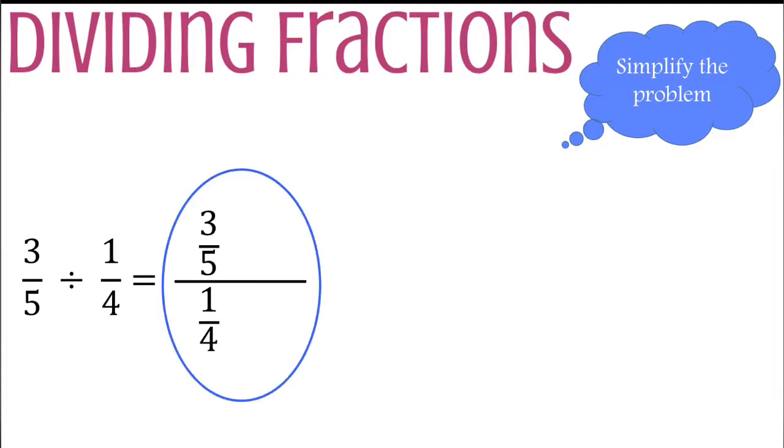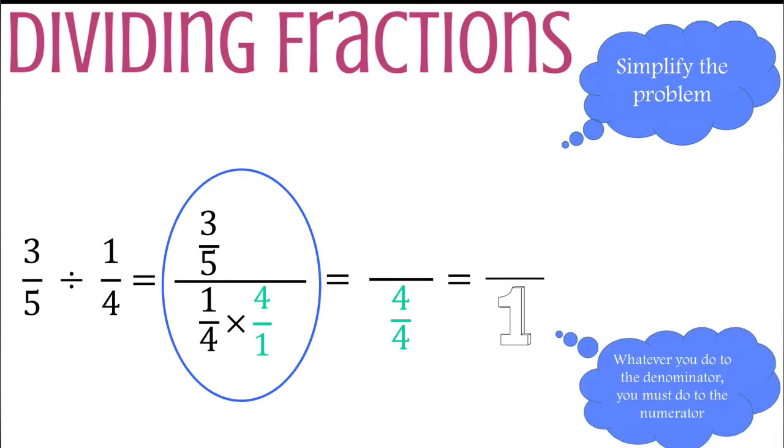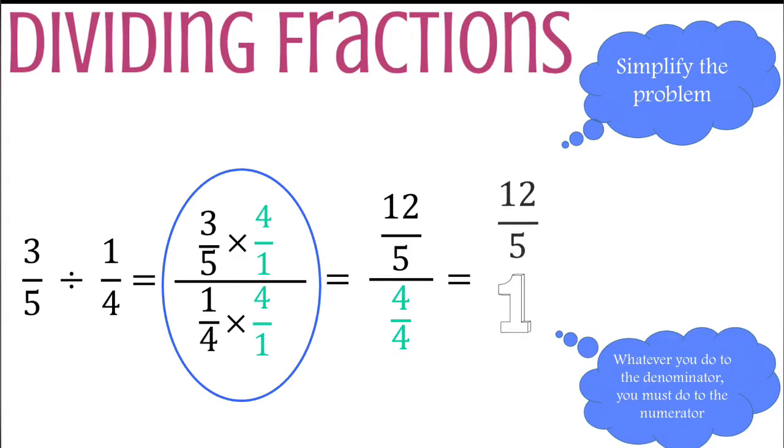Looking at 1/4, we multiply it by 4 over 1. This will give us 4 over 4, which we know equals 1. Now don't forget, whatever you do to the denominator, you must do to the numerator in order for it to be equivalent. So I'm also going to multiply 4 over 1 here. I just do the math, and I get 12 over 5. What we can remember is, if you divide a number by 1, it just gives you itself. So here we end up with an answer of 12 over 5.